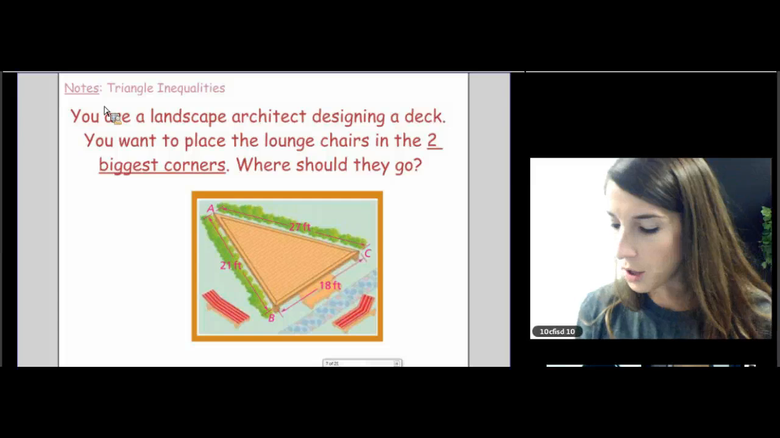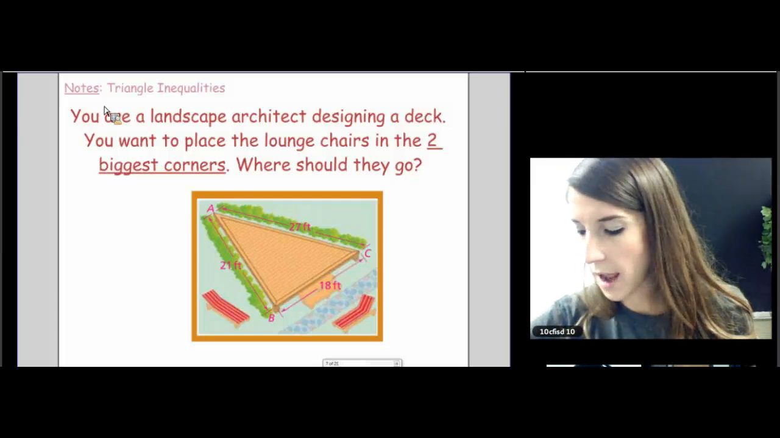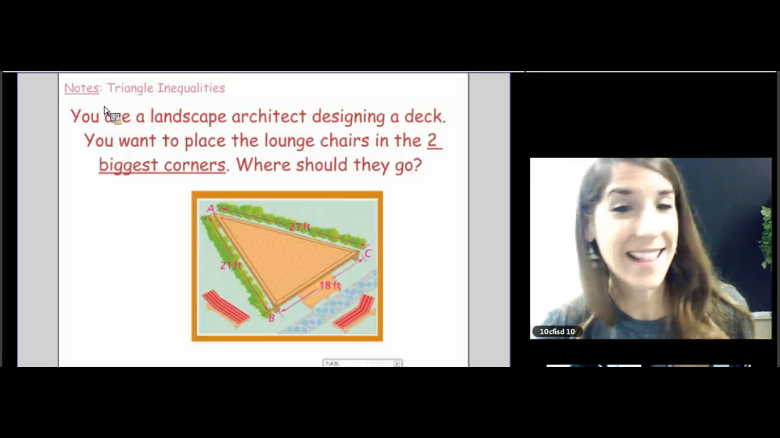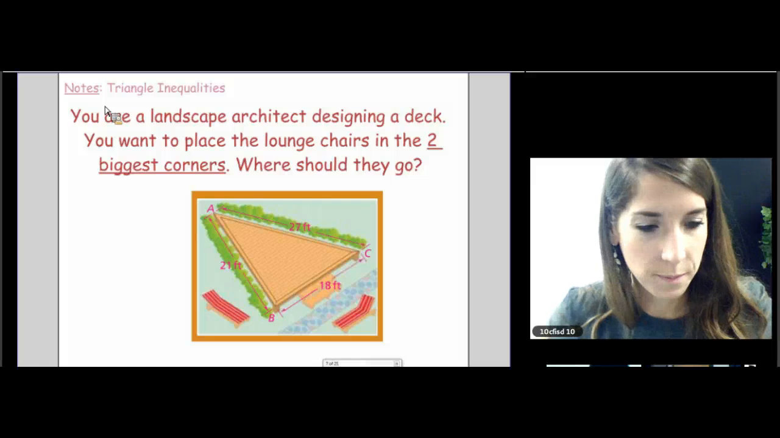Today's lesson is called Triangle Inequalities. So if you're taking notes, you would label it Triangle Inequalities. You're going to like this lesson. It's an easy lesson, it's a fun lesson, and it's really applicable.